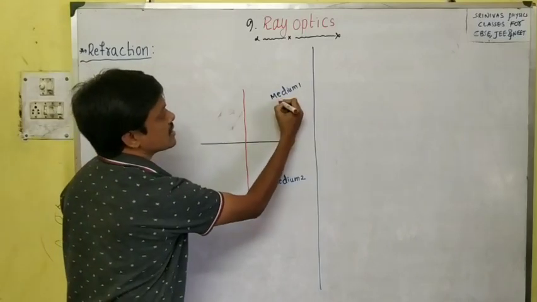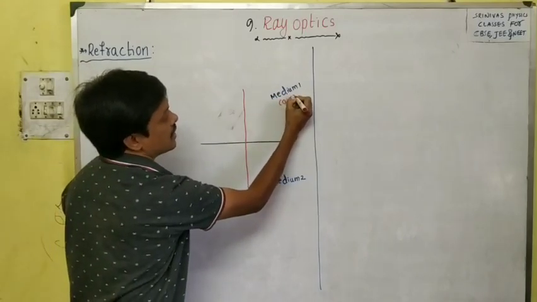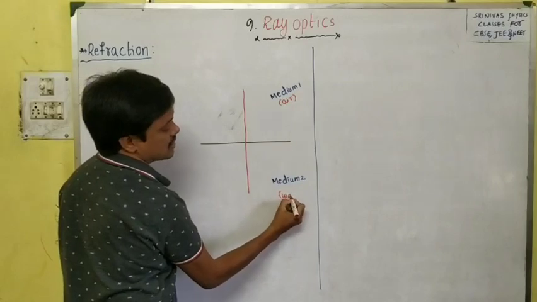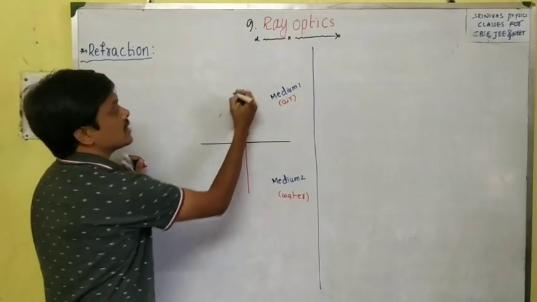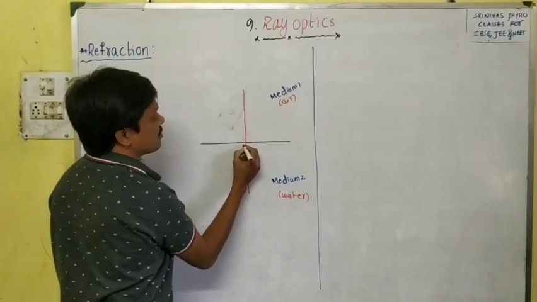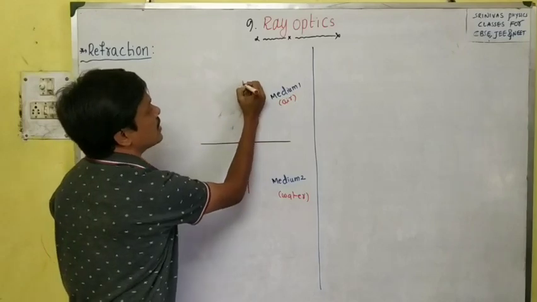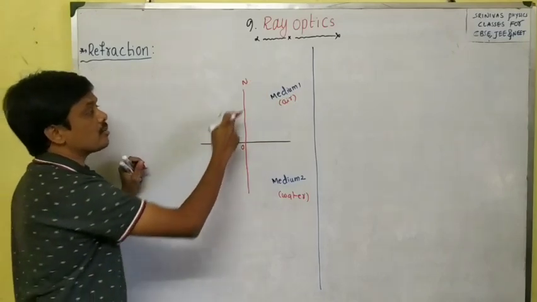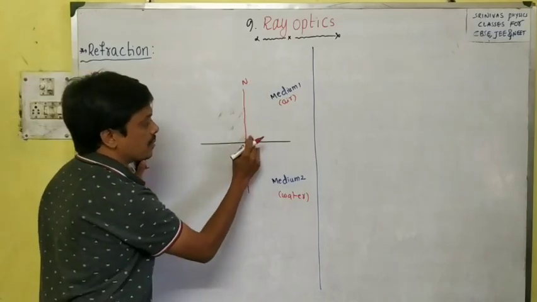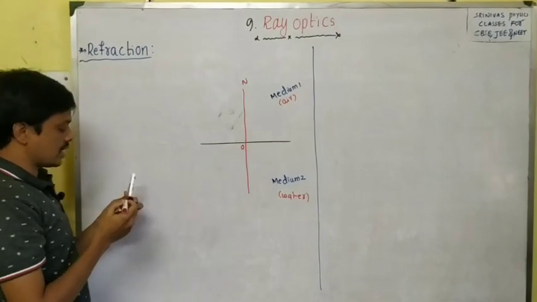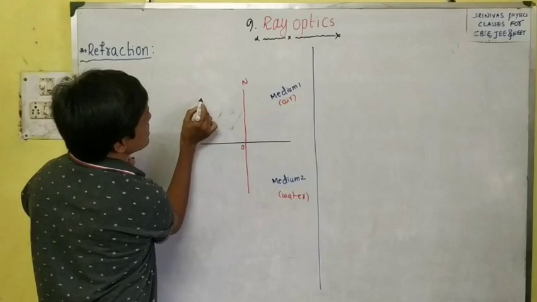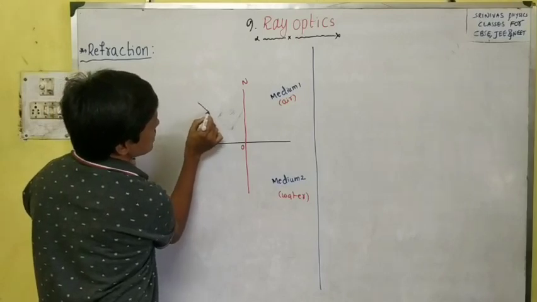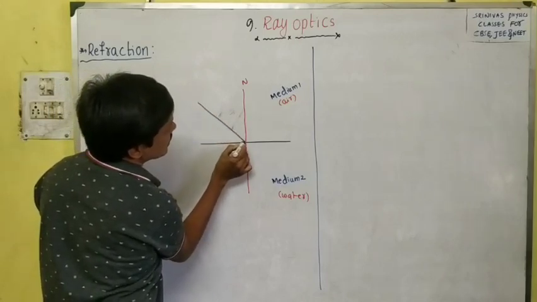For example, this is air and this is water. These are different mediums. Medium means a substance. This is the normal drawn. For example, this is O and this is N. ON is the normal drawn. Normal drawn means a line perpendicular to the surface. For example, the light ray is incident like this. This is the incident light ray, right?